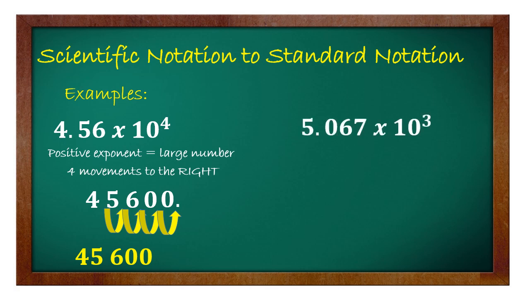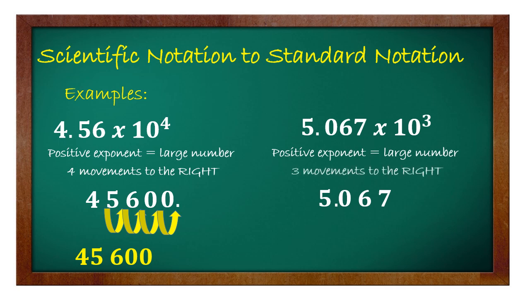Another example is 5.067 times 10 raised to 3. So we have 5.067. Ang decimal point ay nasa pagitan ng 5 and 0. At ang exponent natin ay positive, ibig sabihin large number siya. At kung siya ay positive exponent, ibig sabihin 3 movements to the right ang gagamitin natin. So yung decimal point na nasa pagitan ng 5 and 0, tatlong galaw papunta sa kanan. 1, 2, and 3. So, wala naman tayong empty spaces, so wala tayong idadagdag na 0. Ibig sabihin, 5.067 times 10 raised to 3 can be written in standard notation as 5,067.